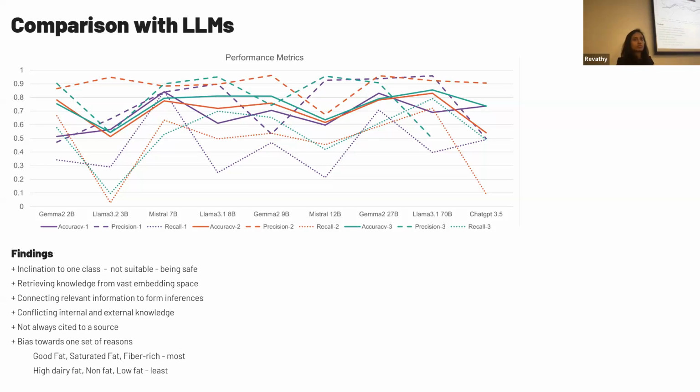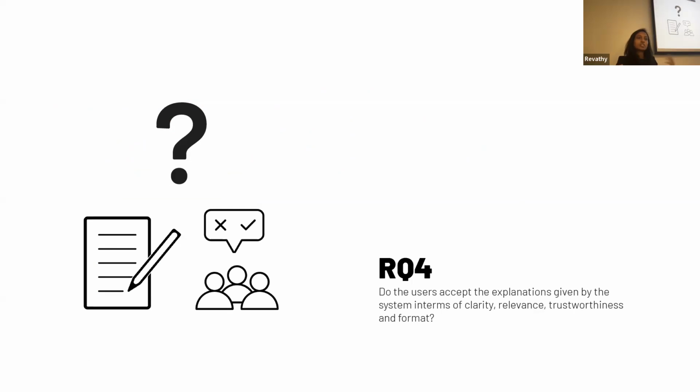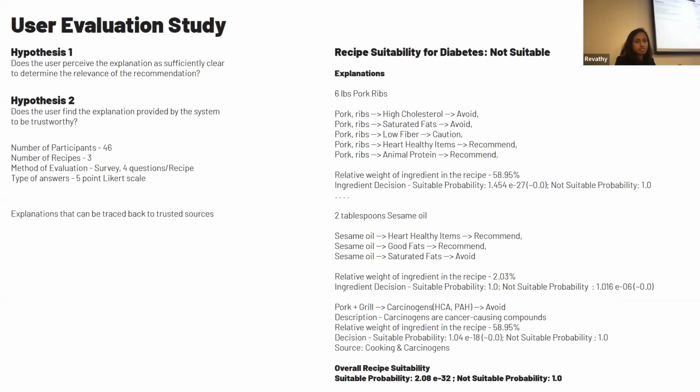So given that the Bayesian approach was performing better and the LLMs were unpredictable, we used the Bayesian inferencing model to evaluate whether the users accept the explanations in terms of clarity, relevance, and trustworthiness. So we chose 3 recipes, each recipe with 4 questions to evaluate the hypothesis. Do the users perceive the explanation as sufficiently clear to determine the relevance of the recommendation? And does the user find the explanations provided by the system to be trustworthy? And here's an example of one of the recipes that we used.